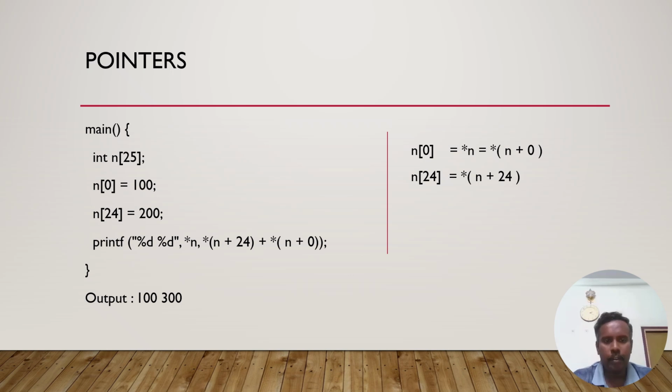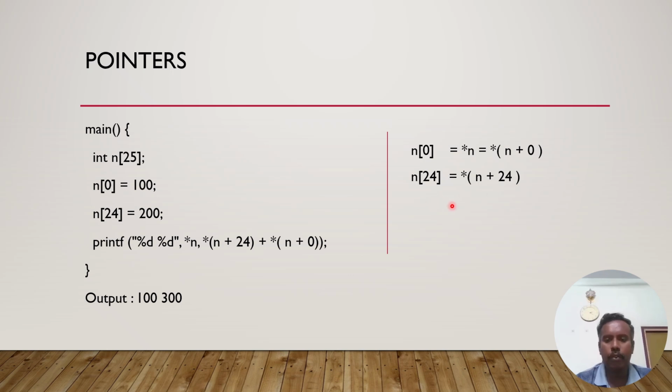The common notation between pointers and arrays. First look at this. This is n of 0. This is the same as star n, and this is the same as star of n plus 0. This notation is very important. If you understand this notation, you can solve all these problems. n of 0 is equal to star n, which is equal to star of n plus 0. That means n of 24 is equal to star of n plus 24. It is applicable to all values.